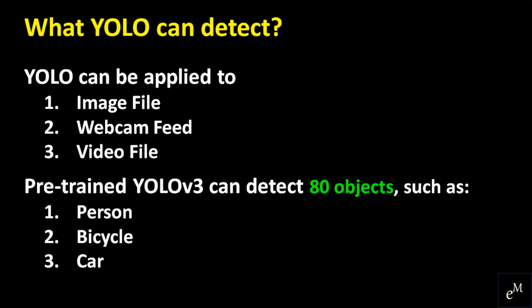Our inputs can be in 3 forms: image file, webcam feed, or video files. And with the use of the pre-trained YOLO models, it can detect up to 80 objects, such as person, bicycle, car, motorbike, aeroplane, bus, and etc. If you want to know more about that, you can refer to the COCO files for details. And we will discuss where we can download the files later.